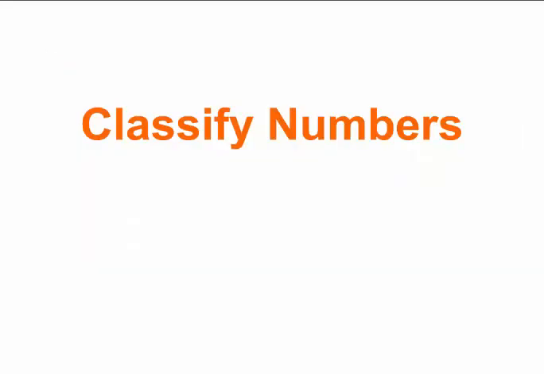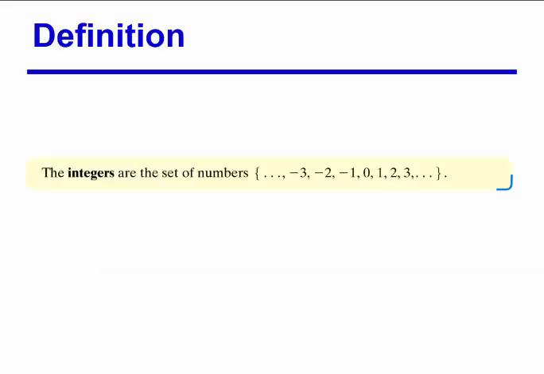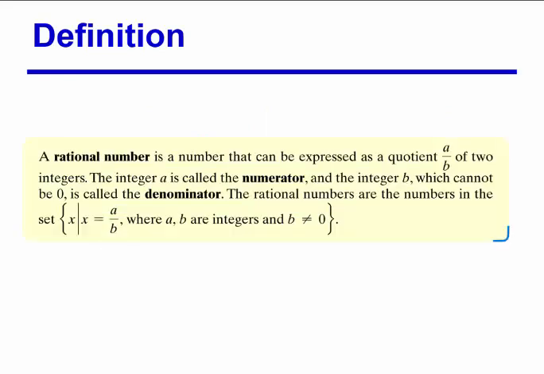Well, the next thing we're going to do is classify numbers. The integers are the set of numbers. And so the next thing is a rational number. A rational number is simply a number that can be expressed as a quotient or a fraction of two integers. The integer A is called the numerator, and B, which cannot be 0, is called the denominator. Now the rational numbers are the numbers in a set for all numbers x such that x is equal to A divided by B, where A and B are integers and B does not equal 0.